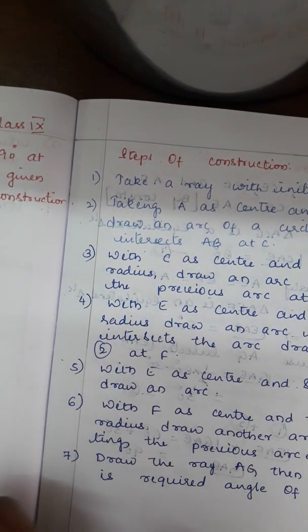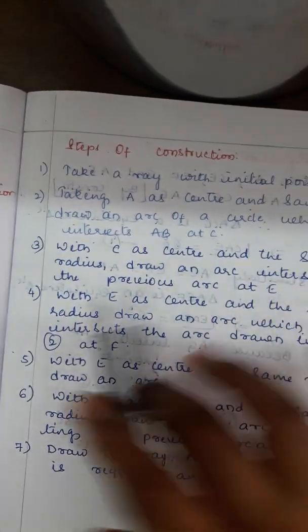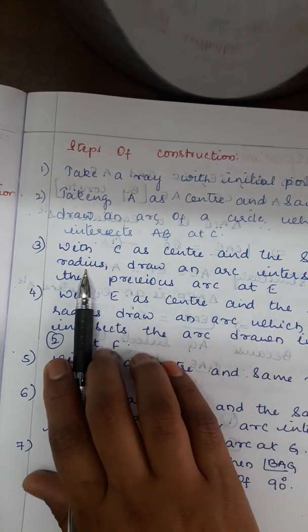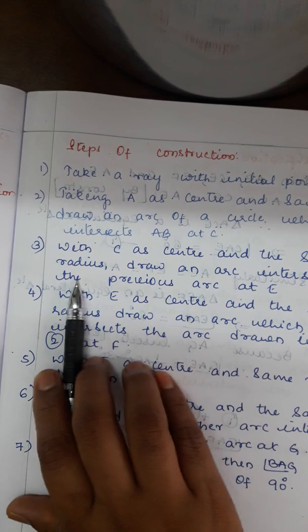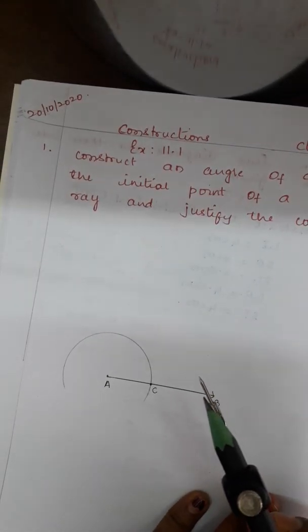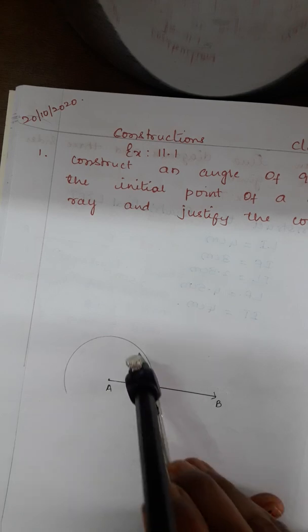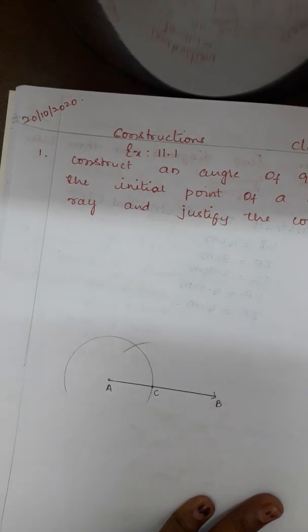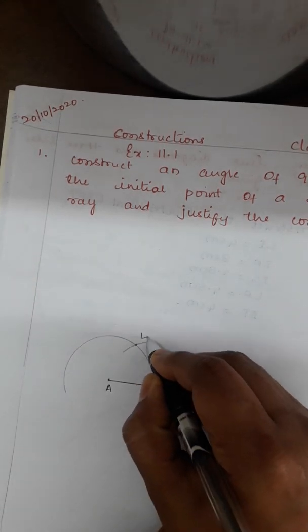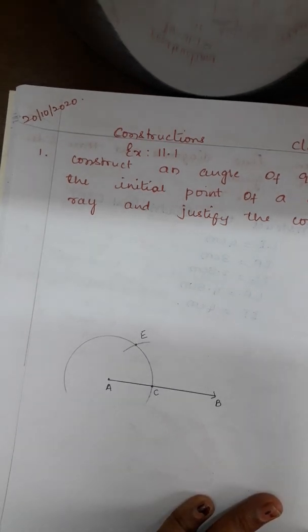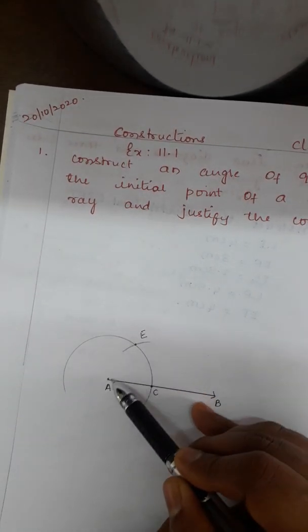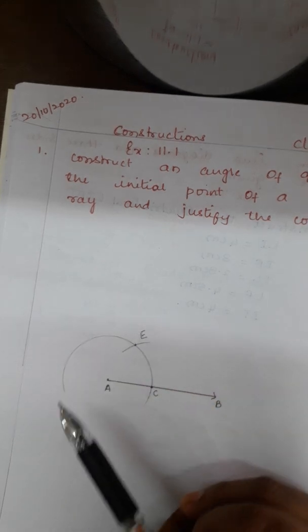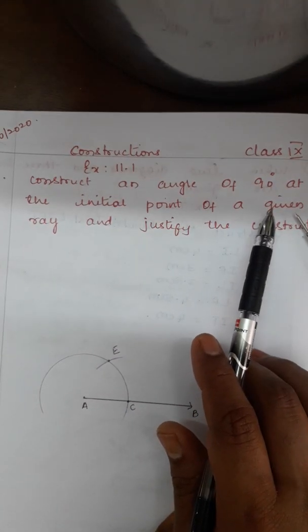Now, coming to the third step. According to the construction, with C as center and the same radius, draw an arc intersecting the previous arc at E. Whatever radius you have taken, with the same radius, don't change the radius, with C as center, cut the arc at E. Now listen children, this will be your 60 degree. This is your 60 degree, but we have been asked to construct an angle of 90 degree.